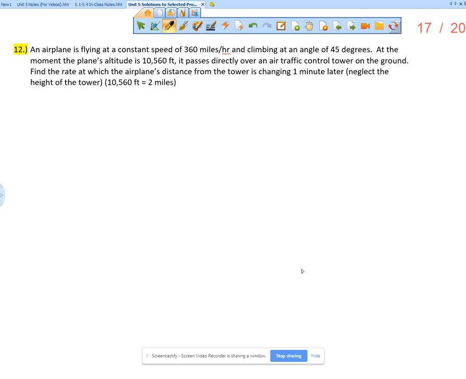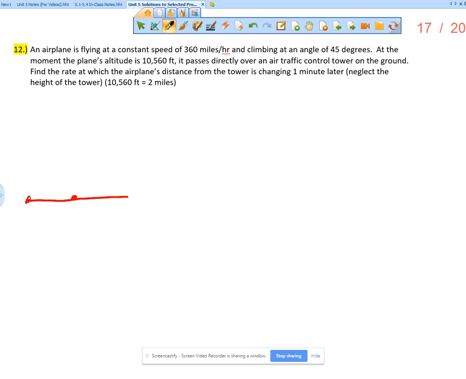All right. So first of all, we got to start with a picture, and the picture is very important to understand some of the geometry here. So we have the ground here, and we have this air traffic control tower. Now, I am drawing it right like that because it says neglect the height of the tower. So if the tower is 100 feet tall or 200 feet tall or whatever, we're just assuming it's right on the ground.